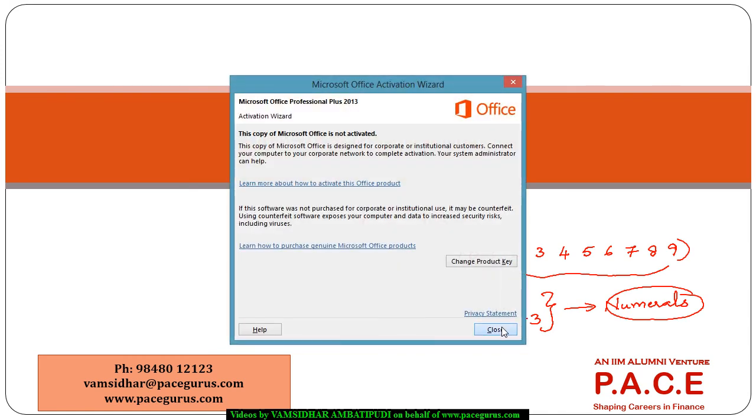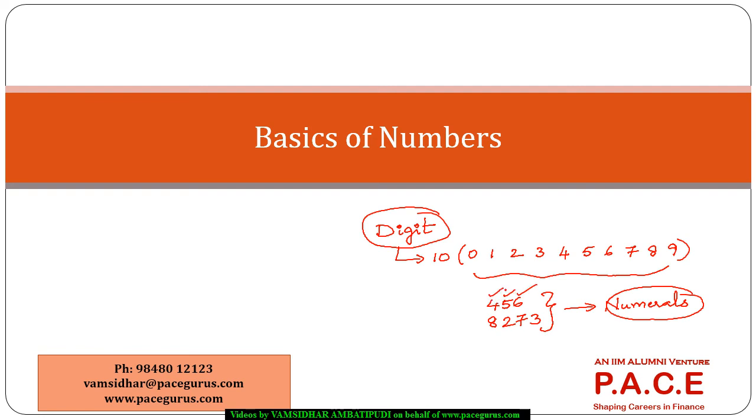Now, it depends on where these digits have been placed. Each location of a digit is called the place value. We have a numeral, the numeral consists of digits, and depending on the location at which the digit is present, we call that the place value of that particular digit in that numeral. So typically we know the basics.